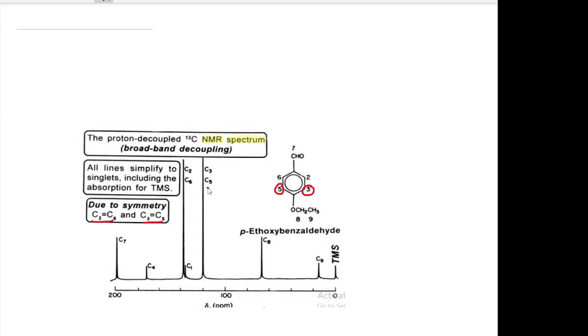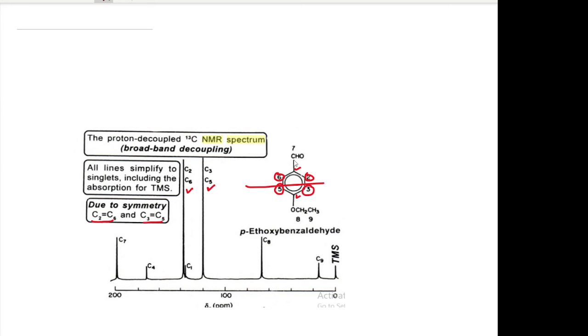Like this is a signal of the C3, C5. So C2, C6 are same type, so their signal will be this one, only one signal. If there are equivalent carbons, same type of carbons, you can check the symmetry by cross like this. So these are the same, these are the same. So this carbon is different than this carbon.